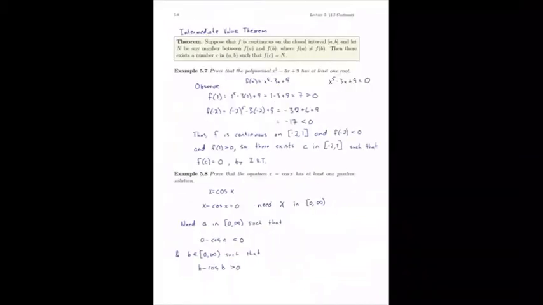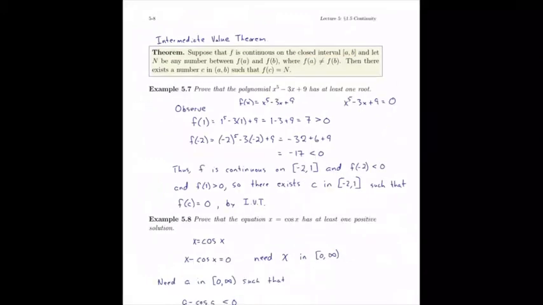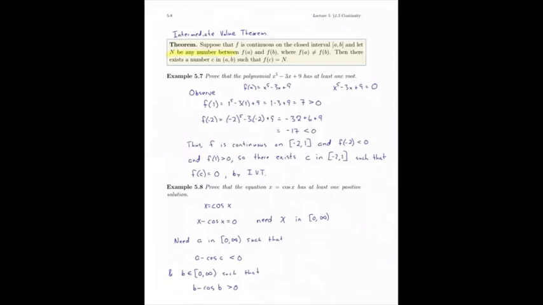Okay, we're almost there. Our last example involves our last result of the section, and this is the intermediate value theorem. So we suppose that f is continuous on the closed interval a to b, and we'll let n, capital N, be any number between f of a and f of b, where f of a is not equal to f of b. Then there exists a number c in the interval a to b such that f of c is equal to n. Okay, so that is really complicated sounding.